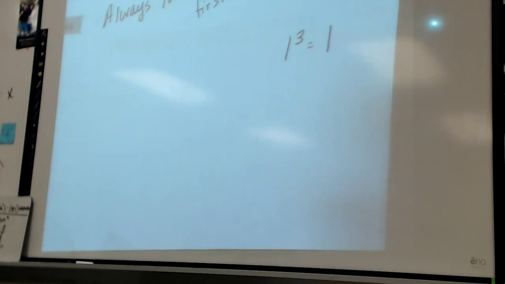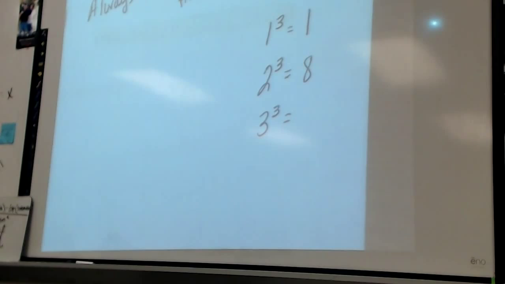So 1 cubed is 1 times 1 times 1, which is 1. 1 is a perfect square and a perfect cube. All right, 2 cubed is 2 times 2 times 2, which is 8. 3 cubed, 3 times 3 times 3, 27. 4 cubed, 4 times 4 times 4. 16 times 4. 64.